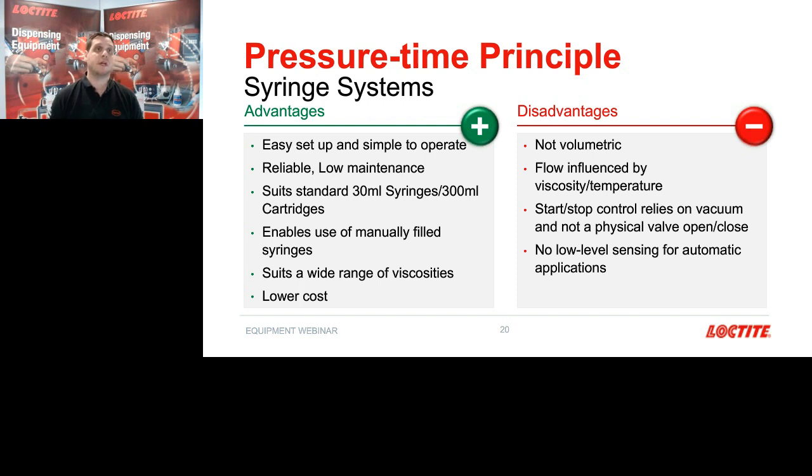Some of the disadvantages then, again, it's not a volumetric system, so the flow can be influenced by your viscosity and temperatures. This system isn't a valve, so you don't have a start-stop or an open and close. What you have is a build-up of pressure, followed by that pressure dissipating in the vacuum system to control your starting and stopping. The digital syringe dispenser doesn't have a low-level sensor on it, so on this occasion, the operator has to keep an eye on how much adhesive is used and is left in the pack and change it before it runs out. So because of this, it probably isn't usable for automatic applications.